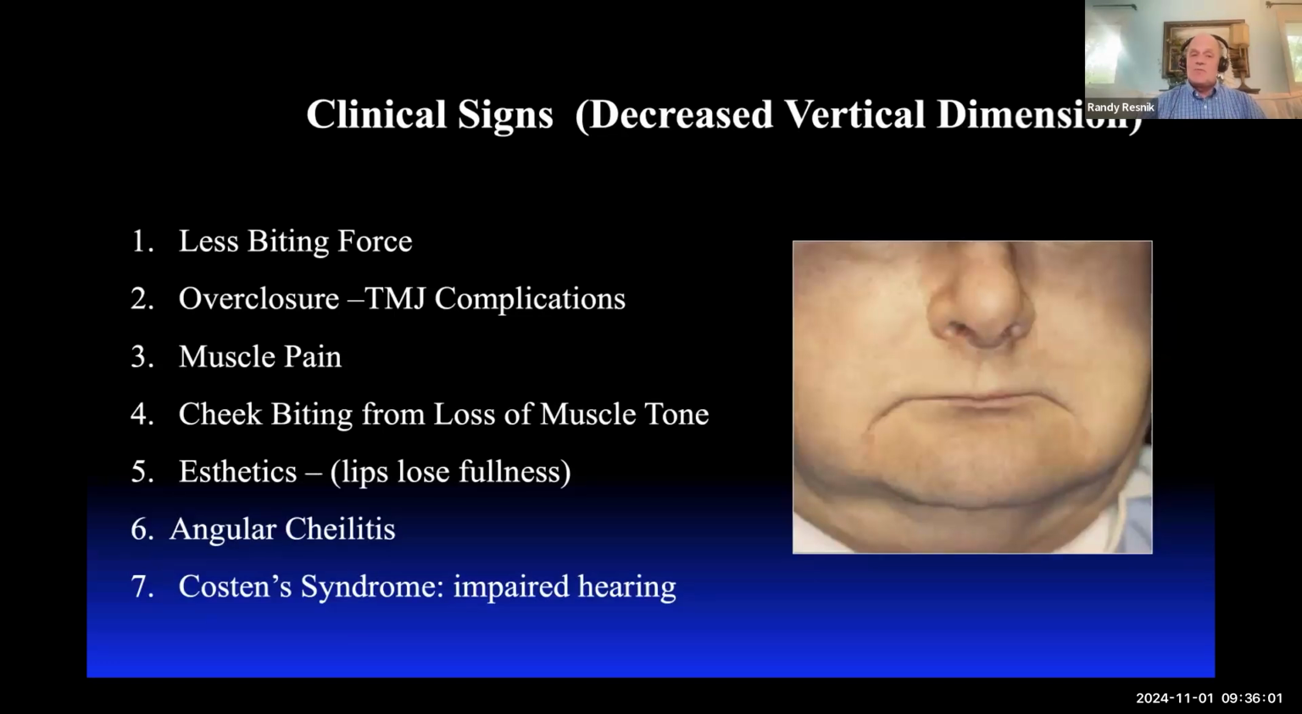The lips will lose their fullness, so there's an aesthetic issue with that. The corners of the mouth will start to get a fungal infection, that's angular cheilitis. And then in some cases, if it's really severe, the patient can have impaired hearing, what's called Costen's syndrome. So these are all clinical signs of a decreased vertical dimension.